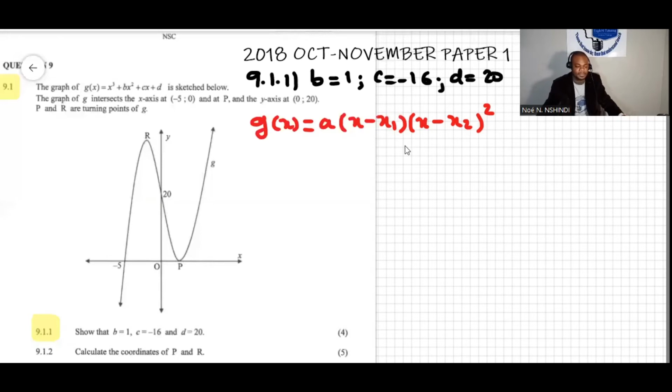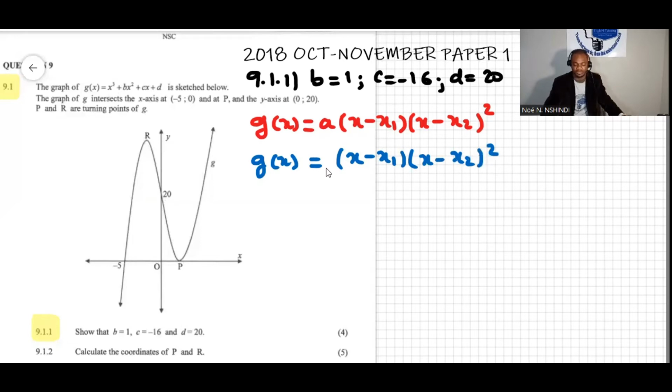Now, the leading coefficient, I'm talking about the coefficient of x cubed, is just 1, so a is also 1. This a is also 1. So it is just open brackets, x minus x1, close brackets, x minus x2 to the power of 2.